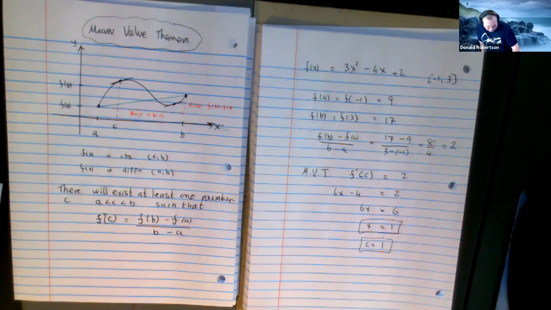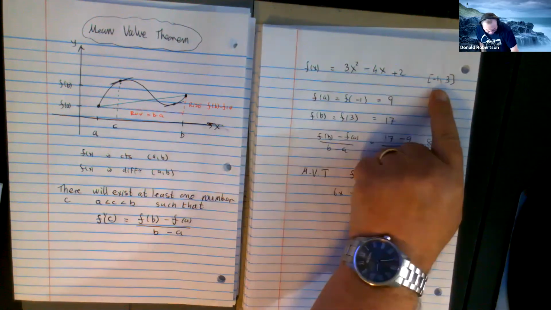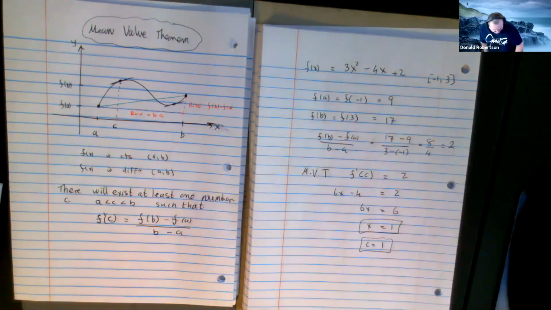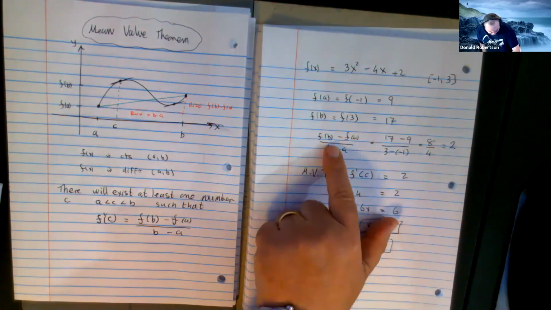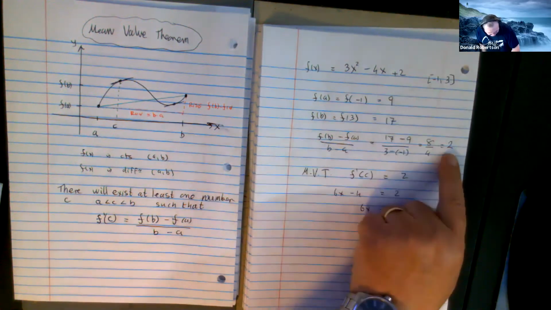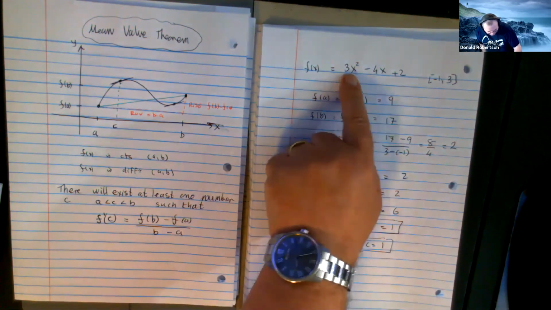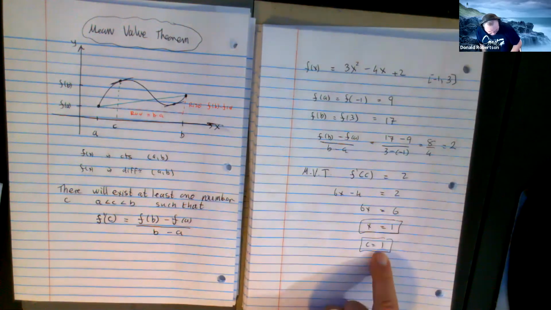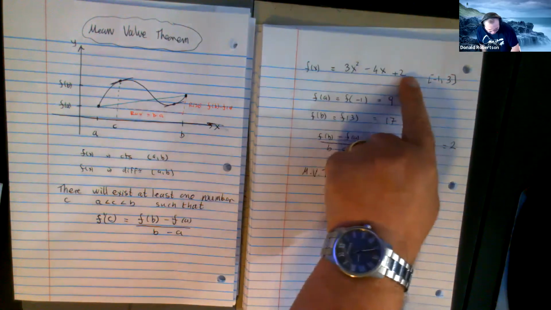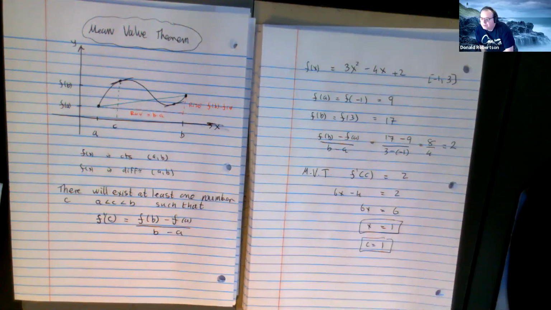So for this function, going from -1 to 3, the slope joining the start point to the finish point is a slope of 2. And the mean value theorem says there is somewhere on that curve, in this case it ends up being at 1, where the slope of the curve is also going to be the average slope of 2. The mean value theorem. Are we cool with that?